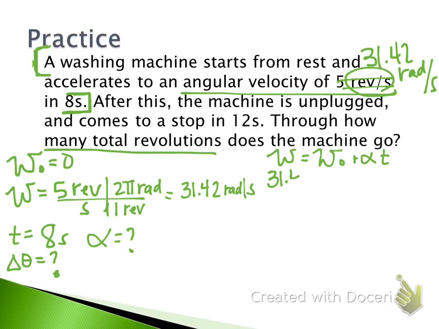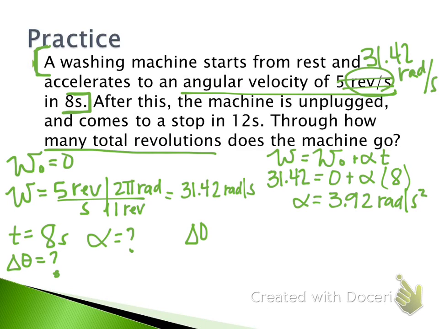Here we have 31.42, that's our final angular velocity. So we're going to take 31.42 divided by 8, and we get alpha equal to 3.92 radians per second squared. That gives us our angular acceleration for the first portion of this washing machine experience. Now we need to go ahead and solve for delta theta. So I'm going to go ahead and use this equation.